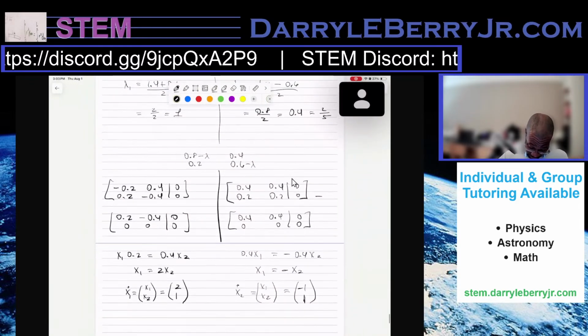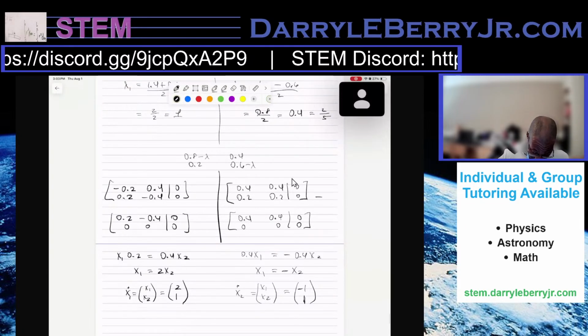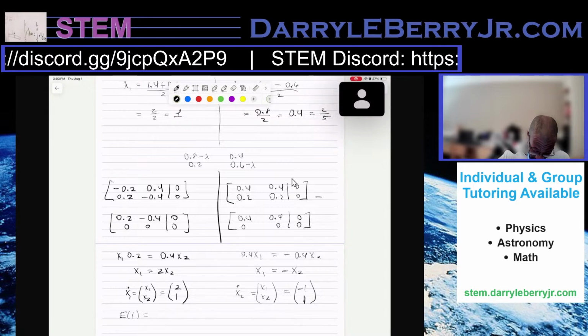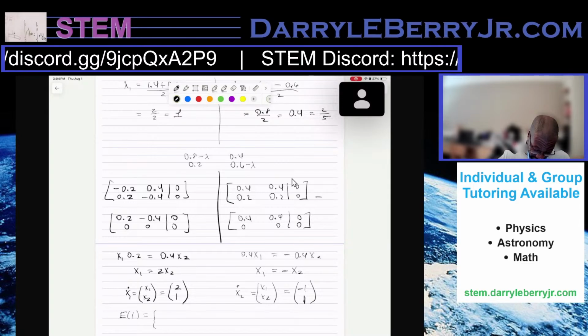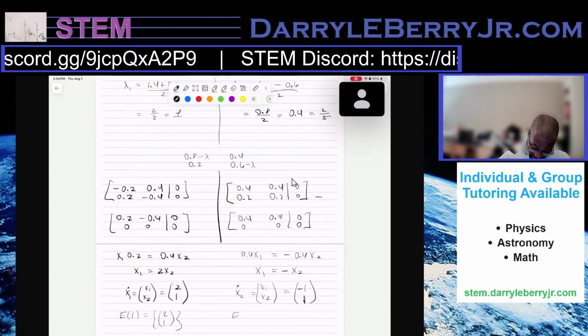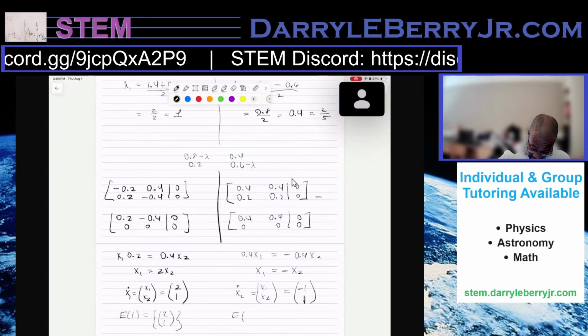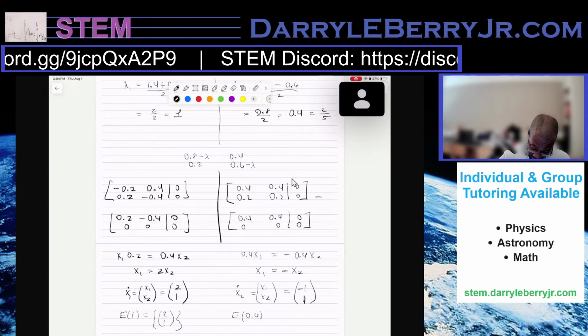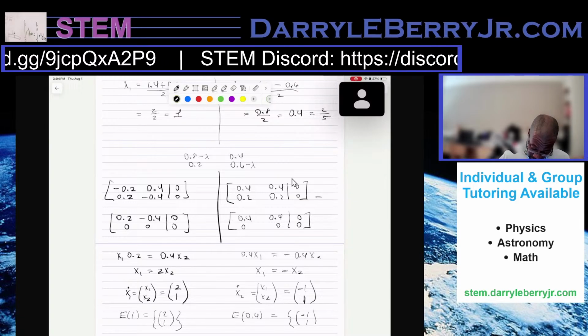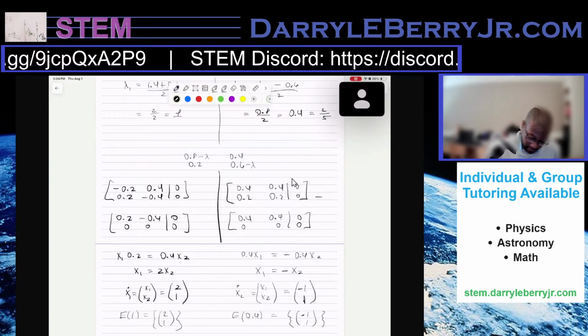So to remind myself of what they are, the eigenspace with 1 is spanned by (2, 1), and the eigenspace with 0.4 is spanned by (negative 1, 1). And if you see a typo, let me know.